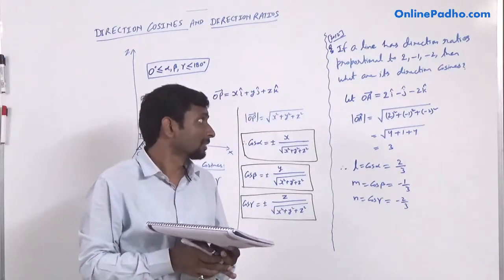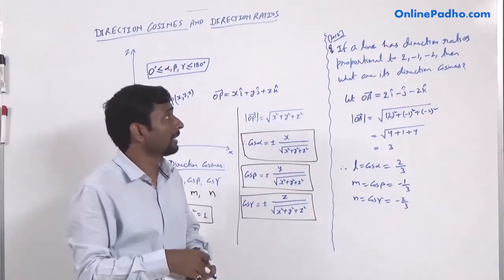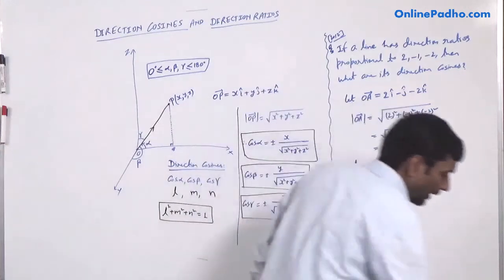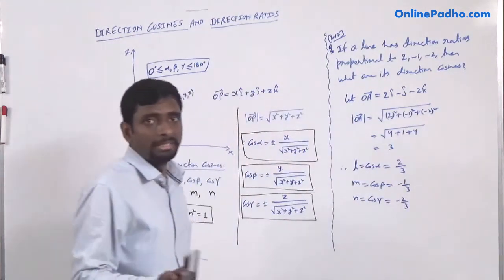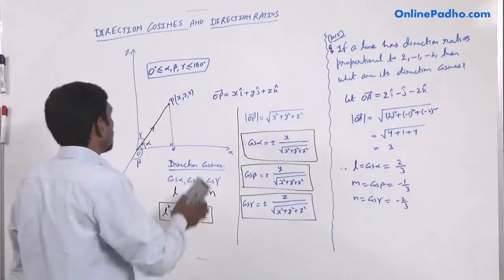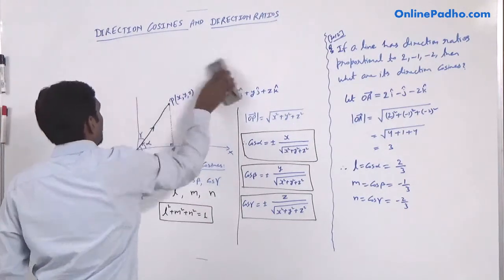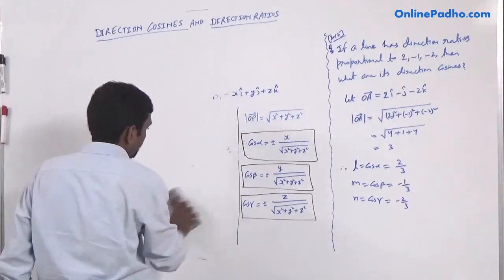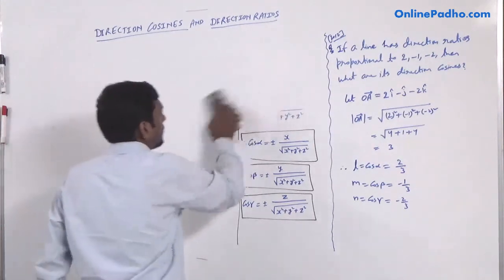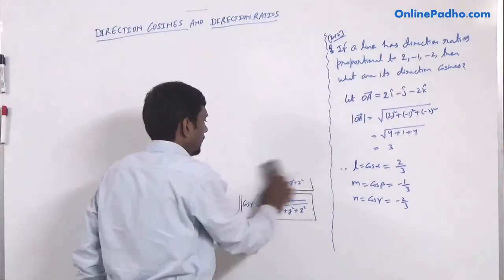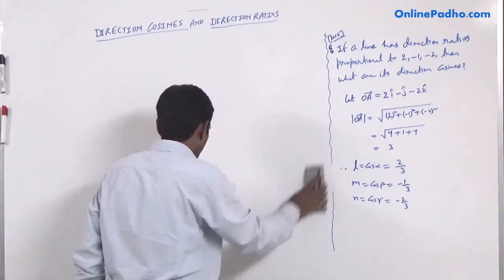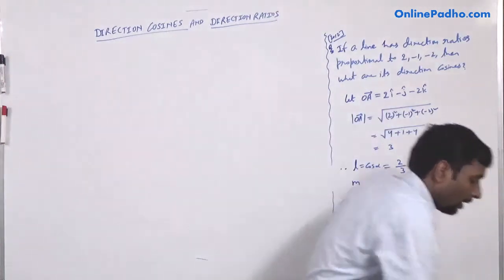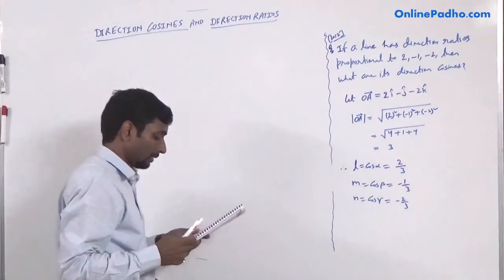So these three are the direction cosines of the given vector when direction ratios are 2, minus 1, minus 2. So we can say that direction ratios are just the i, j and k components, and direction cosines are cos alpha, cos beta and cos gamma of the given vector. And the very important relation between direction cosines is what? l square plus m square plus n square equal to 1, right?